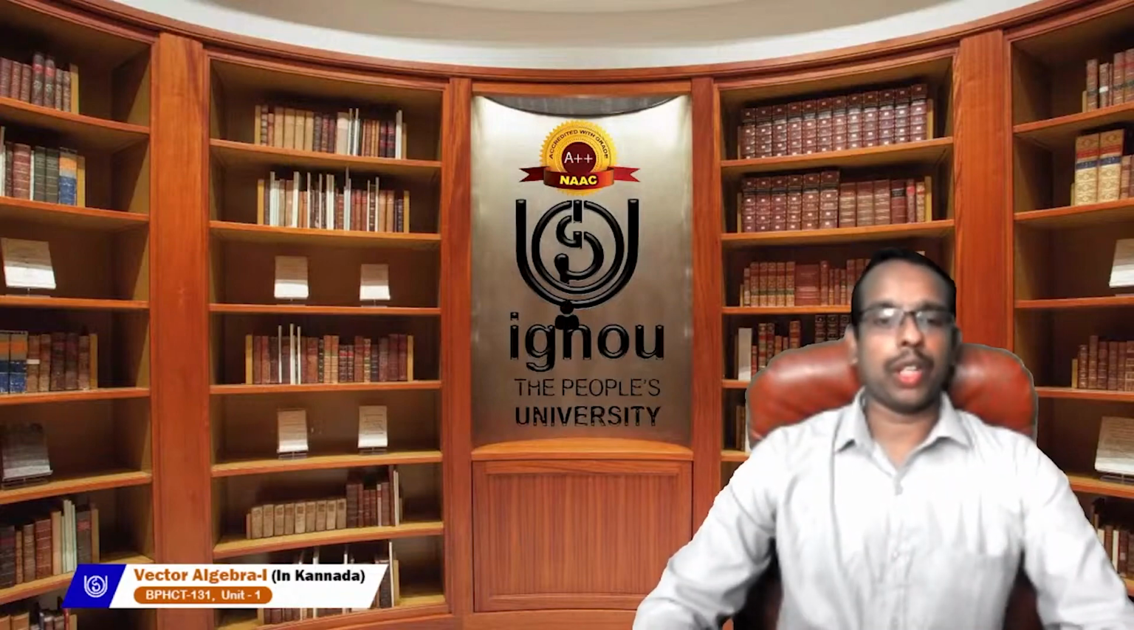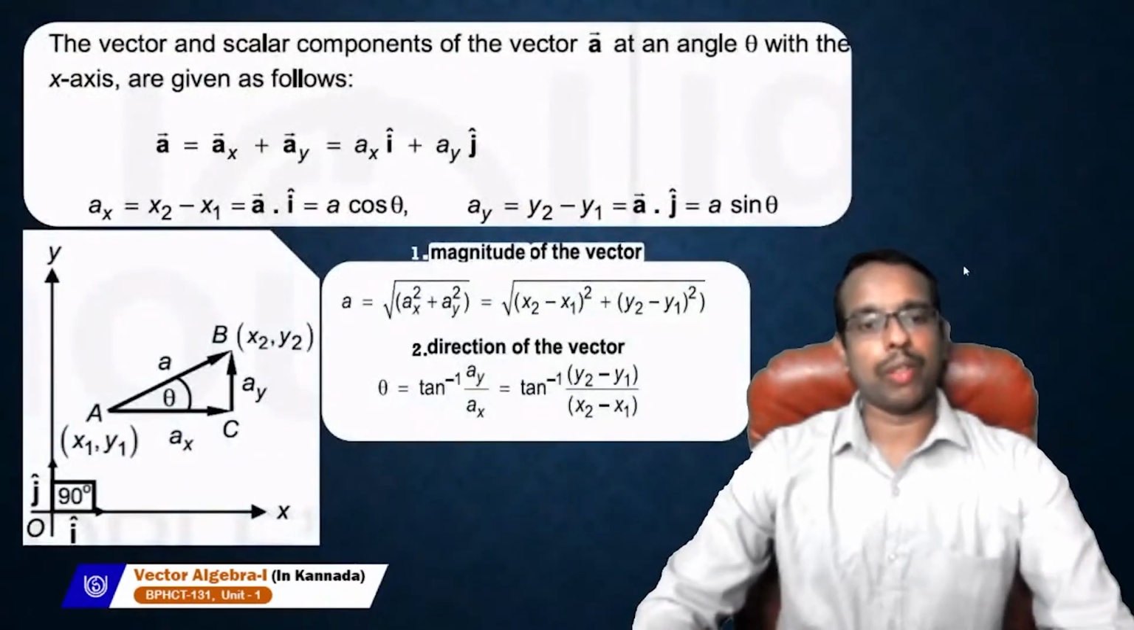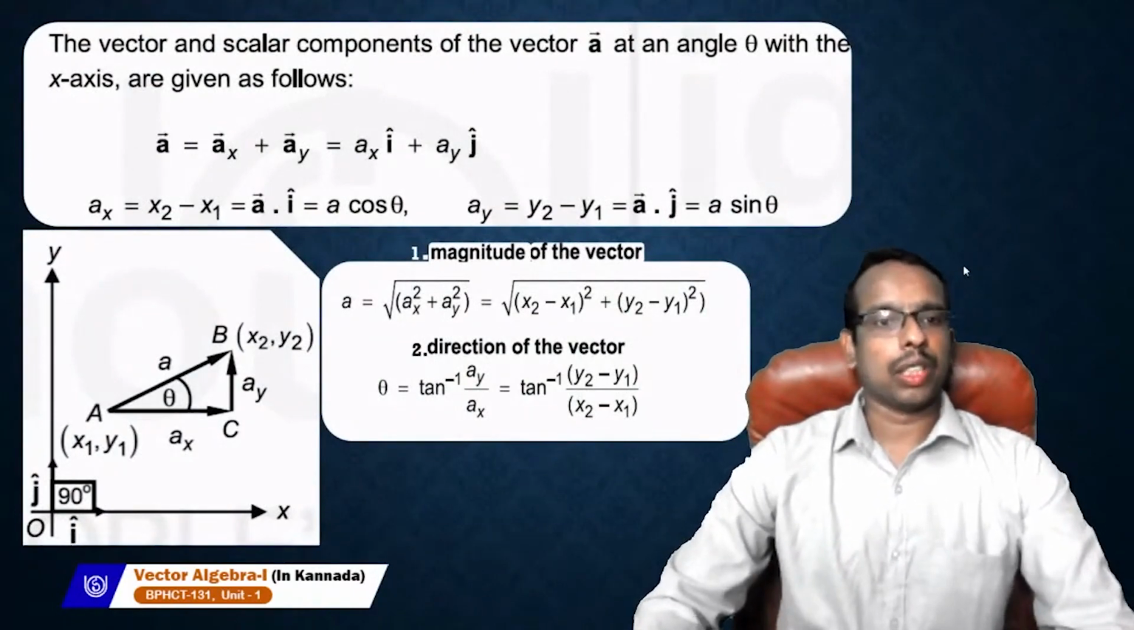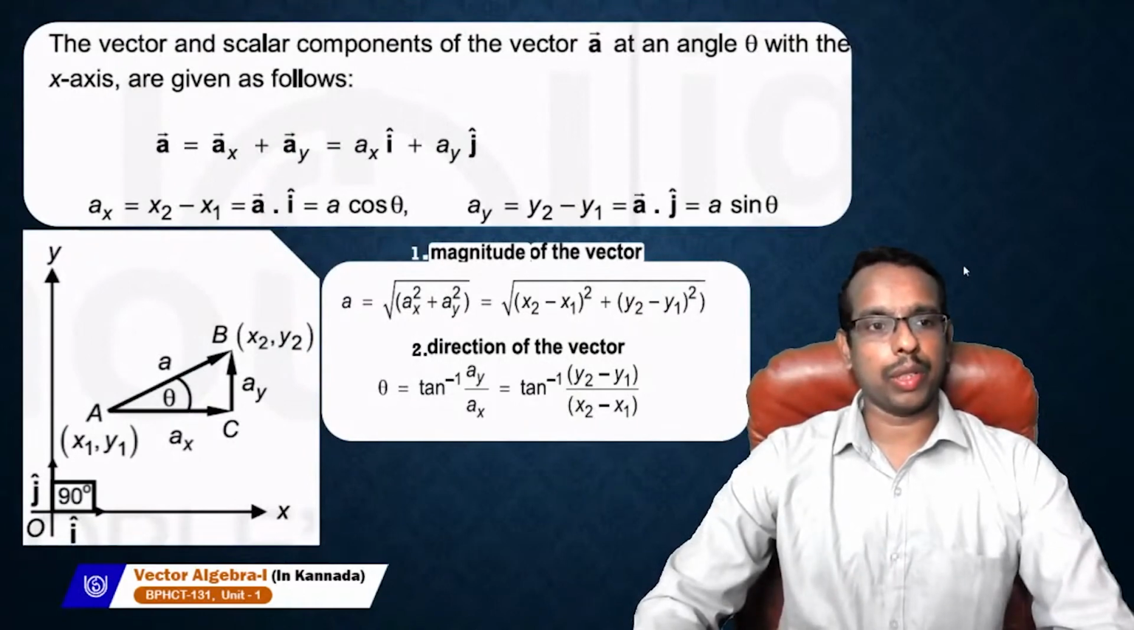Theta value comes only when the vector is represented in the form of an angle with respect to the y-axis or z-axis. So summarizing that, the vector and scalar components of vector a at an angle theta with the x-axis are given as a is equal to ax plus ay, that is equal to ax i cap plus ay j cap. So you just replace with the projection. Ax is equal to a dot i cap or a cos theta, and ay is equal to a vector dot j cap or a sin theta.